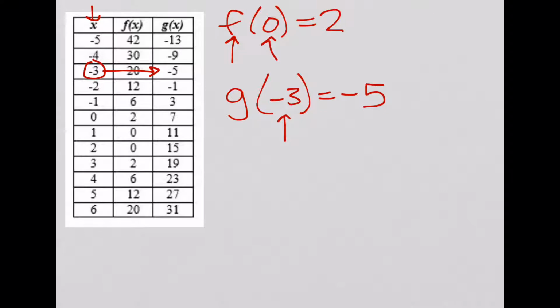Okay, for what values is f of x equal to 0? So we're going to go down the f column until we see 0. Oh, look at that. It happens twice. What is x when f of x equals 0? It's x equals 1 and 2, and that's how I want you to write it. Just give me both of the numbers. Okay.